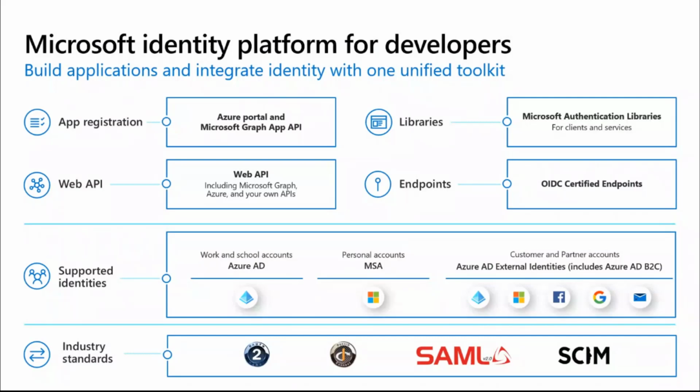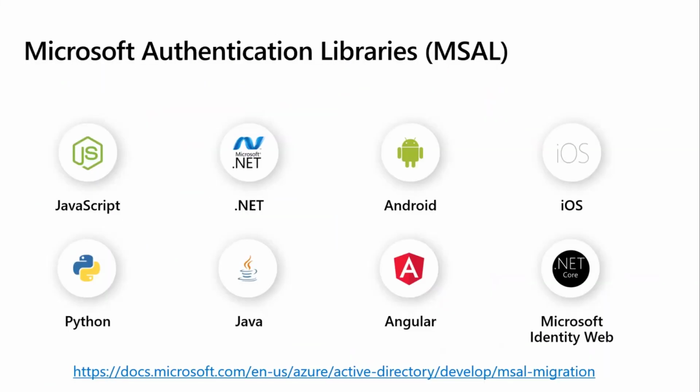But to get quickly started, developers can get started on the Microsoft Identity platform by registering their applications and then using the Microsoft Authentication Libraries we provide to sign in users and access various protected APIs secured by the platform, such as Microsoft Graph. So we offer a bunch of different Microsoft authentication libraries in a variety of languages. For example, JavaScript, .NET, Android, iOS, Python, Java, Angular, and more recently, we built the Microsoft Identity Web Library for .NET Core.